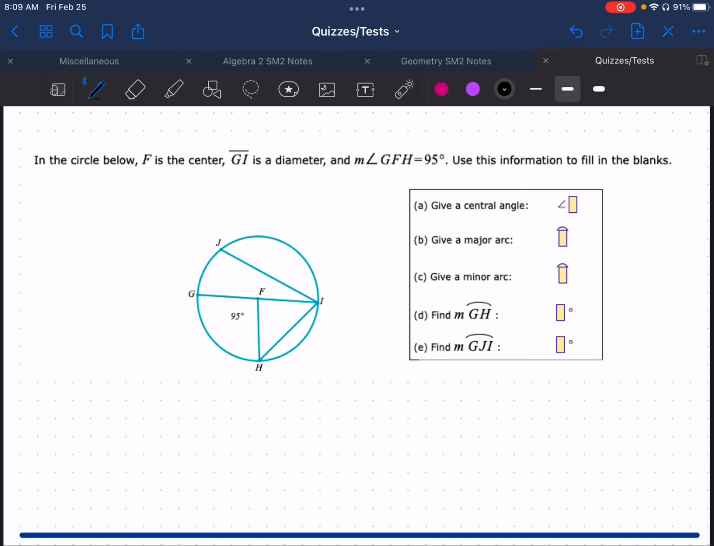So in the circle below, F is the center, GI is the diameter, and the measure of angle GFH is 95 degrees.